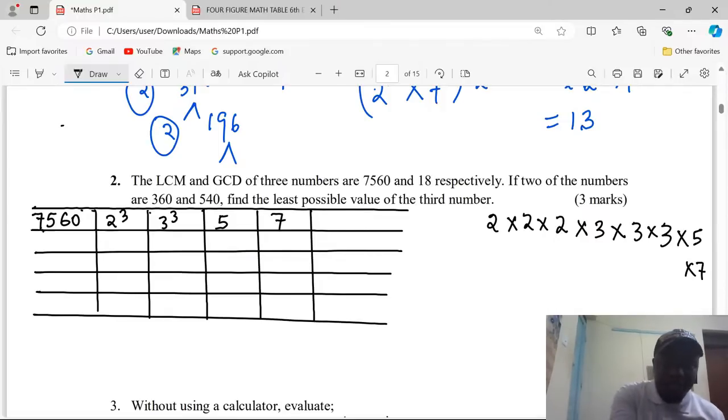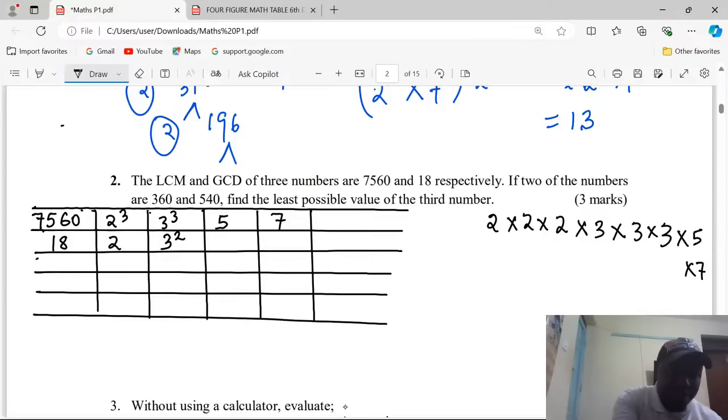What about for the GCD, which is just 18? We can have 2 to get 9. So 2 will be power 1. Then after we get 9 now, you split it into 3, which is going to be squared. So 3 is to power 2. We are through with factorizing the GCD. Let's go to the numbers provided.